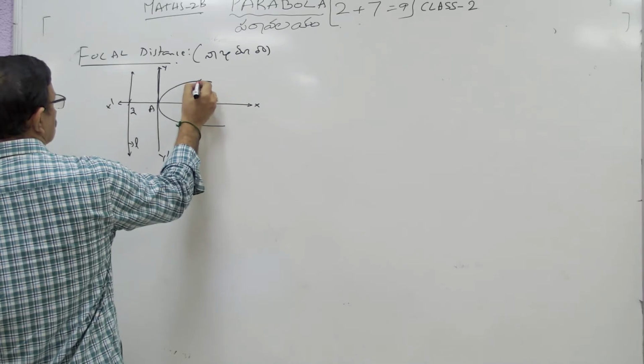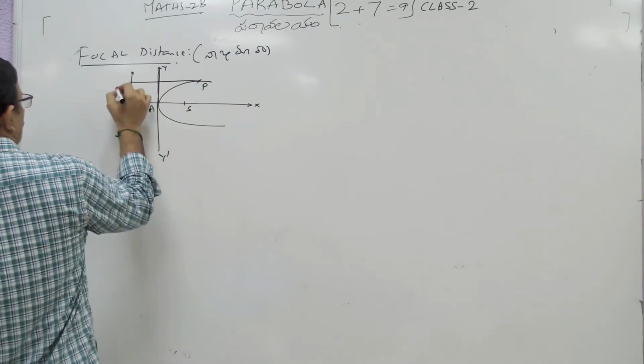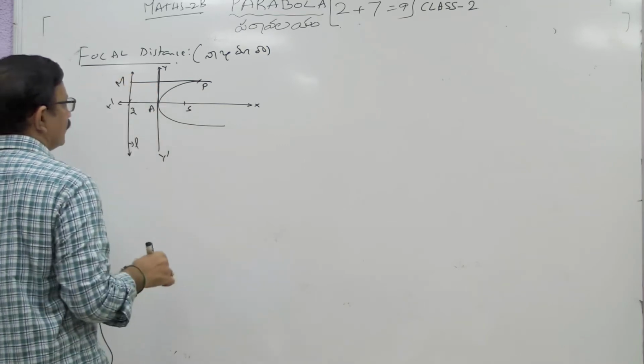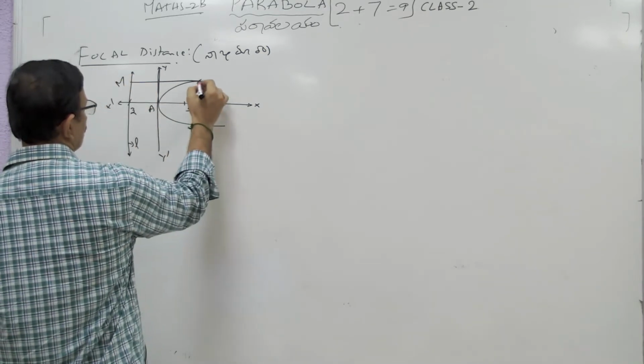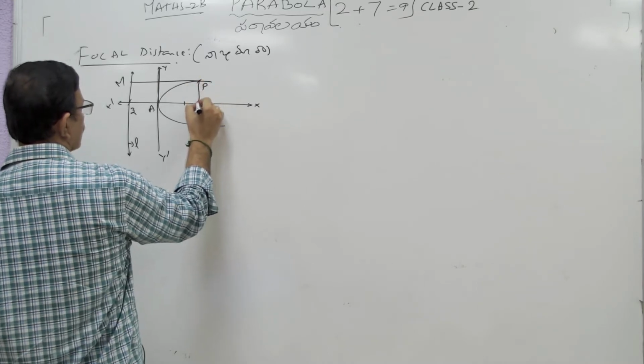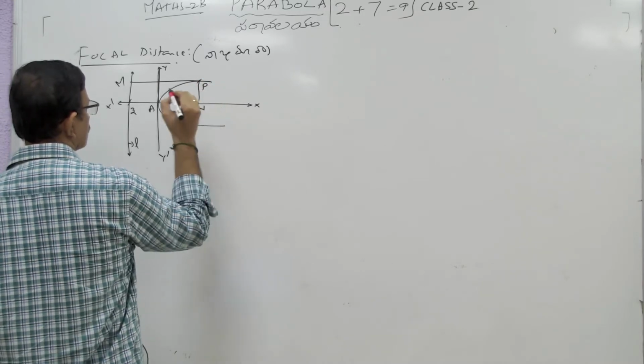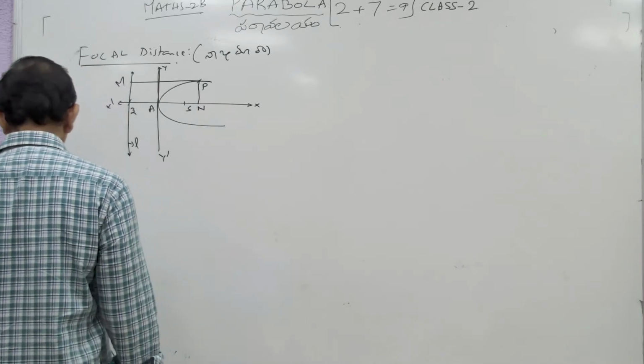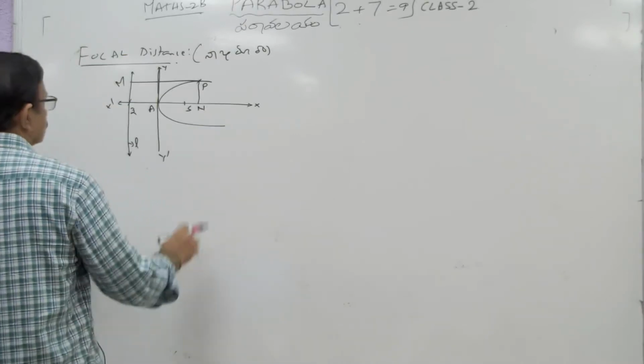Now this is point P. From this one you draw a perpendicular to the directrix. Let us take the distance as PM. This we have already defined. Next, you draw a perpendicular from this point P to the axis. Let us take this distance as PN.